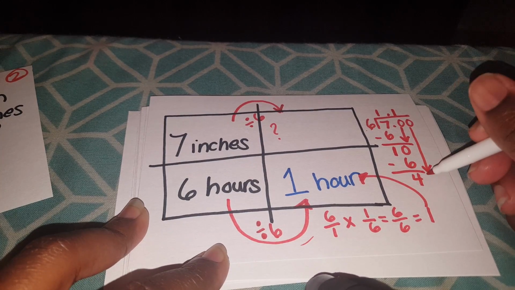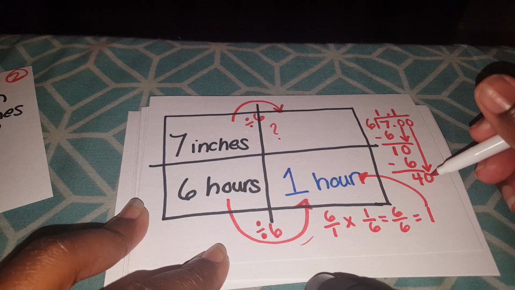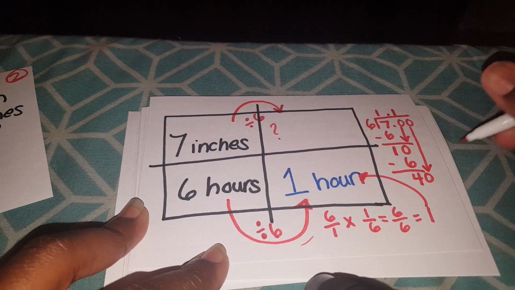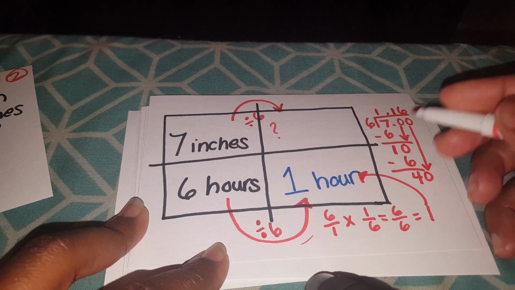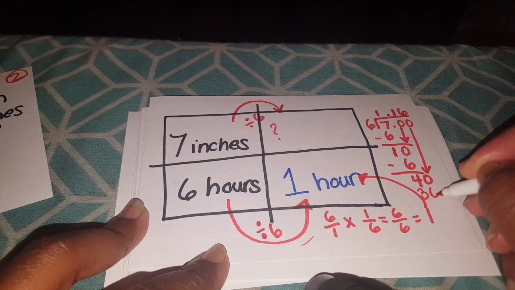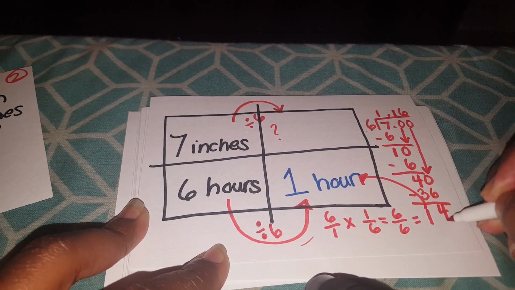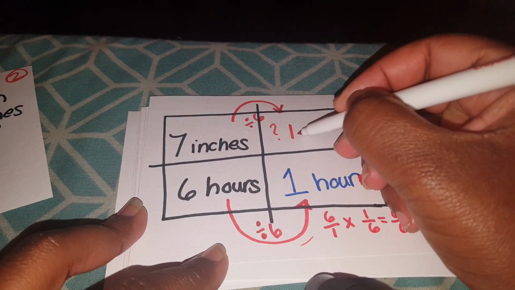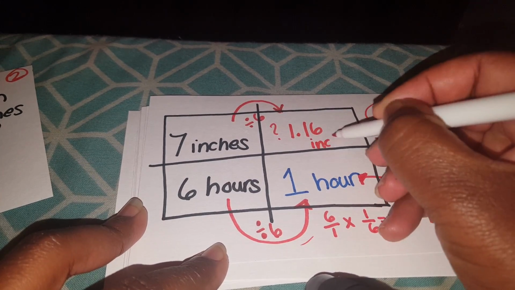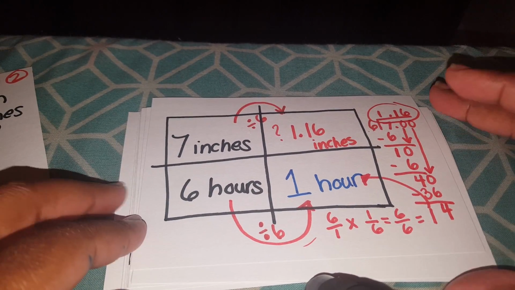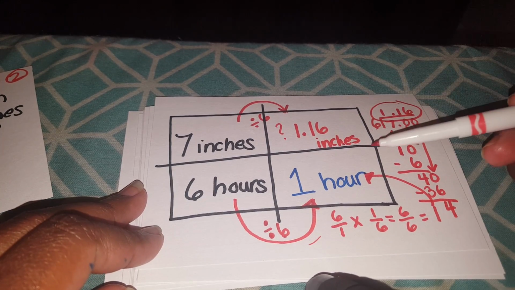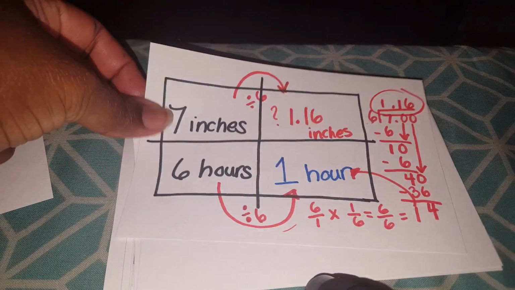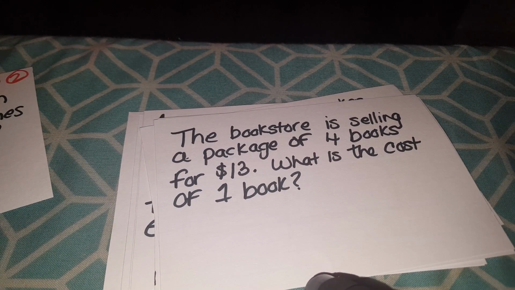Bring this 0 down. 6 goes into 40. Let's say that's going to be 6 times 6, 36. Subtract 4. Looks like it's going to repeat. So my answer here is 1.16 inches. And 1.16 inches of snow fell in 1 hour. Boom. Number 2. Done. 9 minutes and 43 seconds into the video.